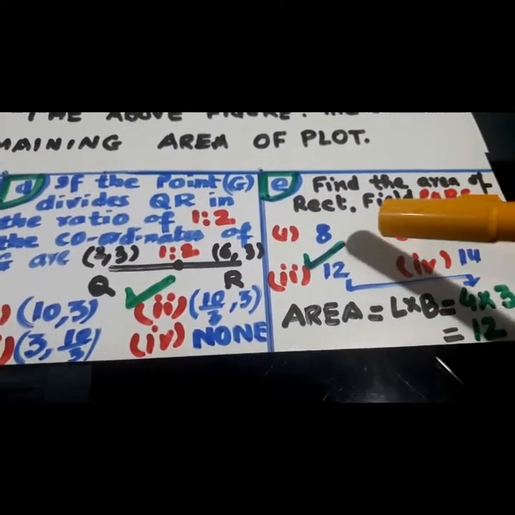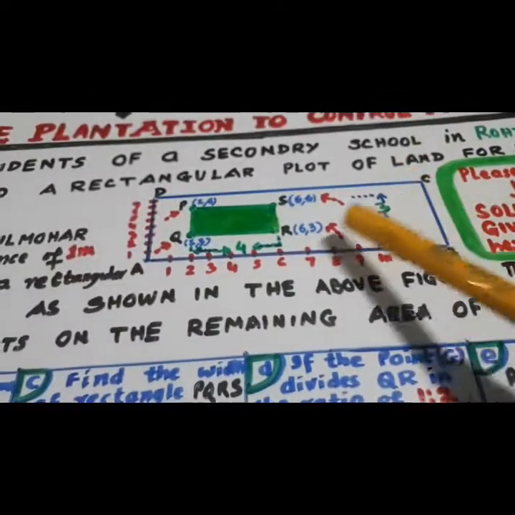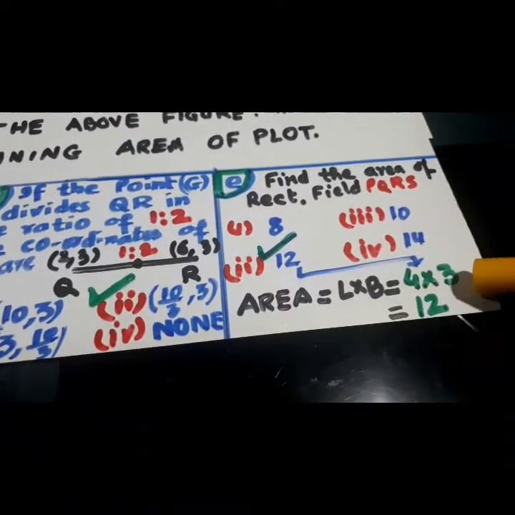Next, find the area of the rectangle. Look here, length is 4, breadth is 3, the area will be 4 into 3, that is 12.